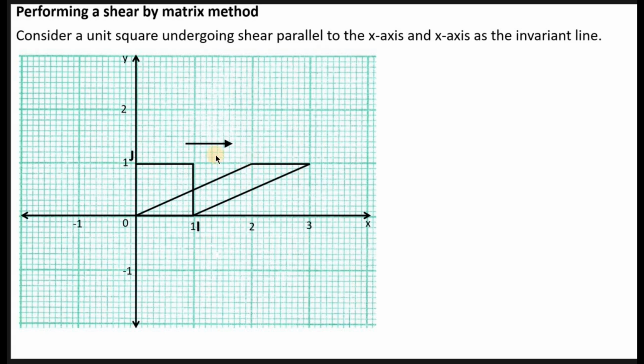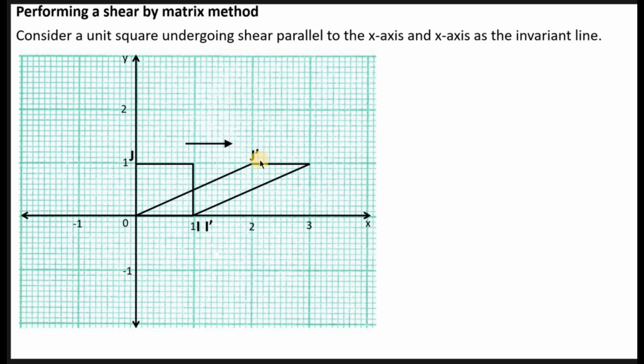So it has been sheared parallel to the x-axis, and these points that are fixed here, that do not move, lie on the x-axis. That's why we are saying the x-axis is the invariant line again in this case. So now you find that the image of I will be just here, and the image of J will be somewhere here.